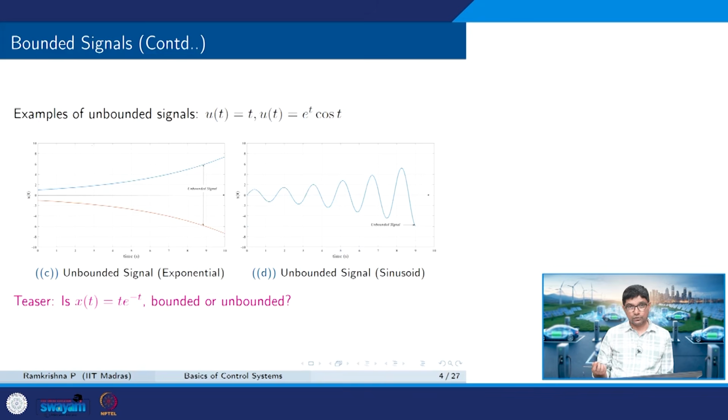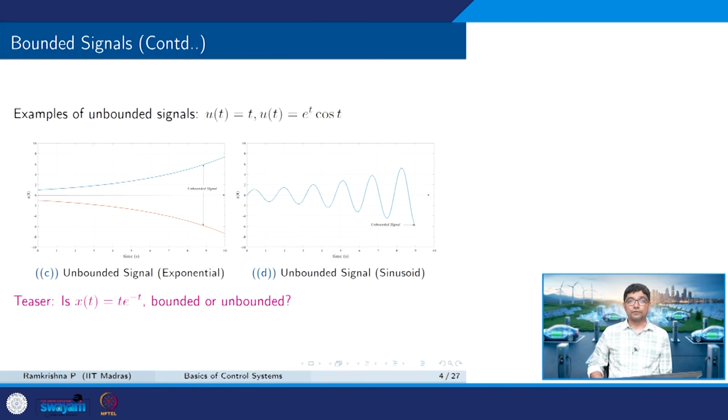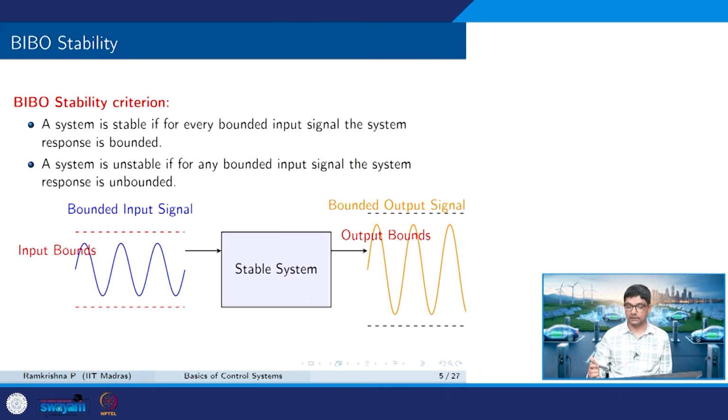Unbounded signals, of course, are the counter of that. A bounded signal is one whose magnitude remains finite, while an unbounded signal can achieve infinite magnitude, right? If I look at e^t, it just increases with time, or e^t cos t, it oscillates and still increases with time, right? Okay, just as a teaser, you can check if t e^(-t) is a bounded signal or an unbounded signal. So, the way I now define stability is the following.